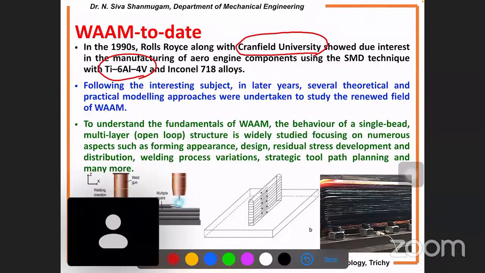So to understand the fundamentals, sir, I am going to start with WAAM. Then what advice are you going to provide? Sir, take a machine, create a single wall, which is clearly depicted in this picture. So to understand the fundamentals of WAAM, the behavior of a single bead multi-layer open loop structure is widely studied, focusing on numerous aspects. What are all the aspects, sir? What are the parameters? Each one is related to the product: forming appearance, design, residual stress development and distribution, welding process variation, strategic toolpath planning, and many more.